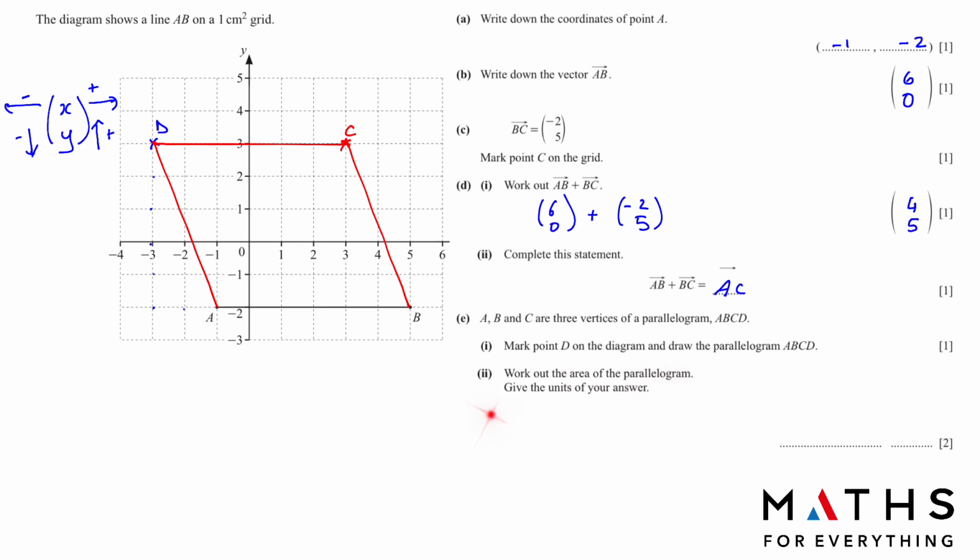Work out the area of the parallelogram. Give the units of your answer. To find the area of the parallelogram, we multiply length times height. Our length is how many units? Let's count. 1, 2, 3, 4, 5, 6. And height is 1, 2, 3, 4, 5. Remember what they had told us? It is 1 square centimeter, so each square is 1 centimeter. This will give us 30. Because it is an area and the unit has been given to us, it's going to be 30 square centimeters.